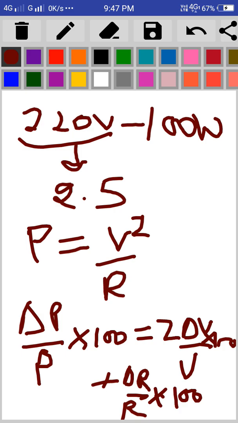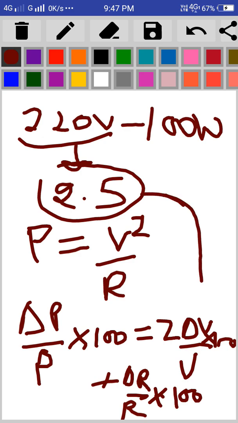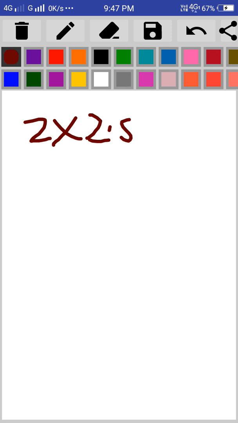And now we will put the values. For del V by V into 100, we have been given 2.5%. So let's put the value now. That is 2 into 2.5 plus 0. Percentage change in resistance has not been given. It is a constant, so the value is 0 over here. So our answer comes out as 5%.